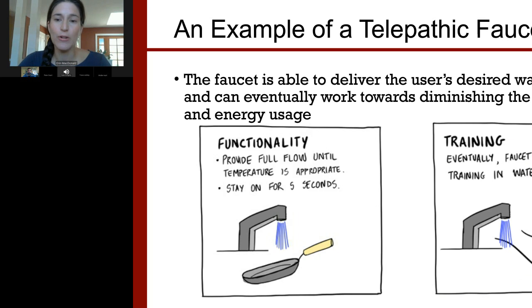So a couple things here. Over time, as the faucet gets to know you better and better, it would perform better. So it would be an algorithm that has a bonus or a penalty for when the user touches the faucet to adjust it. And in that way, it would learn your habits more and more. So you would have to touch the faucet less and less.